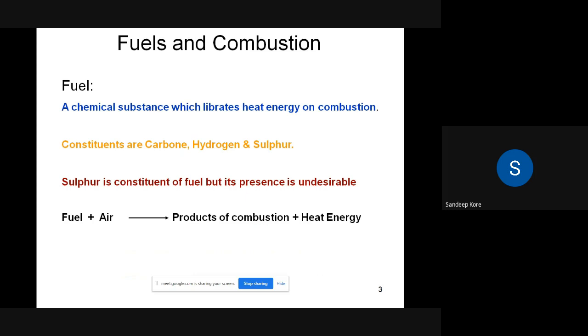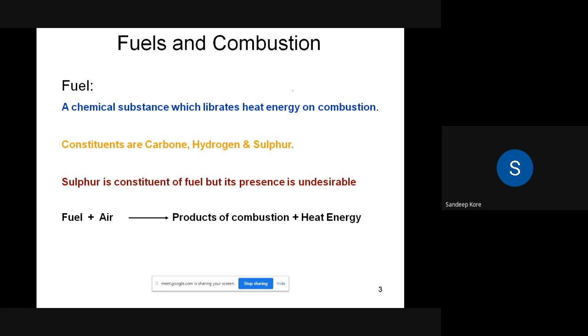Briquetting of some agriculture product. Liquid, we know kerosene, petrol, diesel, crude oil. And gas: CNG, LNG, LPG. So these are the different types of fuels. Okay, so generally, what does fuel mean? In most cases, it is a carbon-hydrogen bond, and the major constituents are carbon, hydrogen, and sulfur.